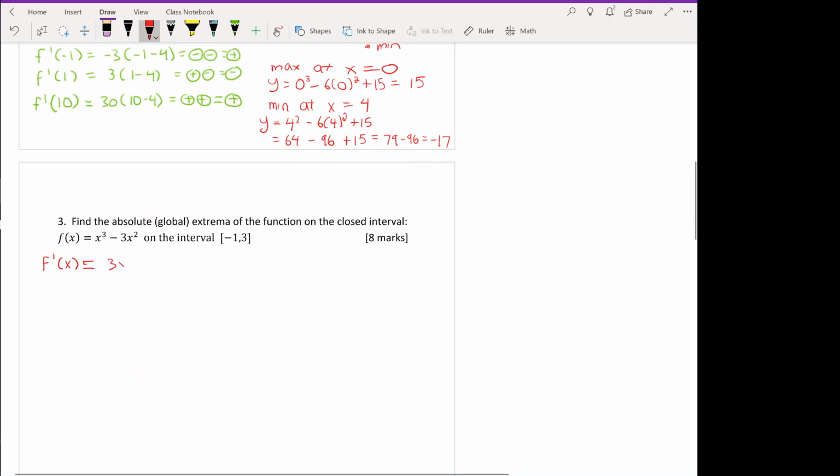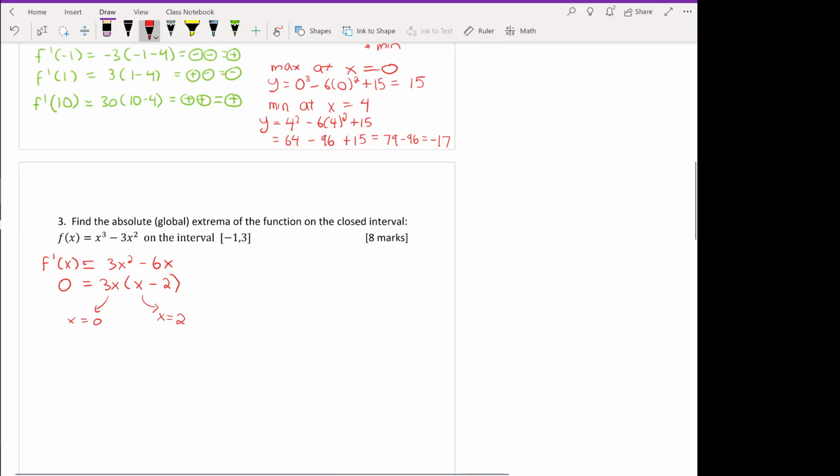F prime is going to be 3x squared minus 6x. Set it to 0. So again, we common factor. I'm going to take a 3 out and an x out from both pieces, left with an x minus 2 as leftovers. We set both to 0. So we get from the first part, 3x will be 0 when x is 0. From the second part, x minus 2 will be 0 if x is equal to 2.